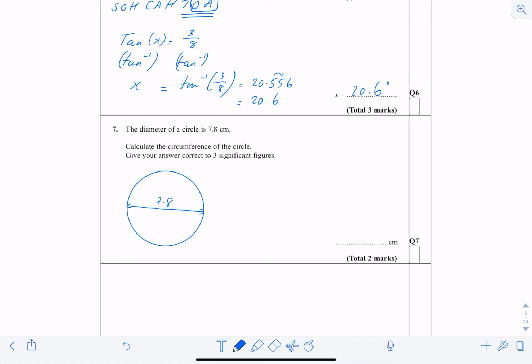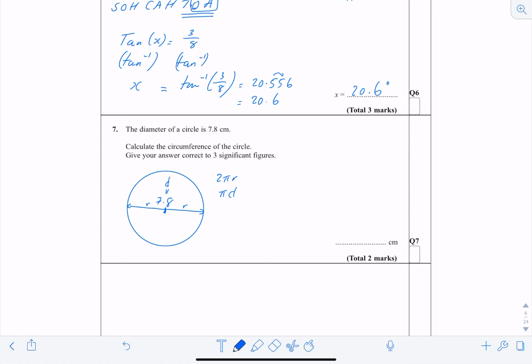formula at the beginning of the paper says it's 2 pi r. I don't like that formula personally. I prefer pi d. What's r? R is, of course, the radius, and that's the same on both sides of the diameter. So 7.8 here is the diameter. So we've just got to be careful when we're putting that into our calculation.